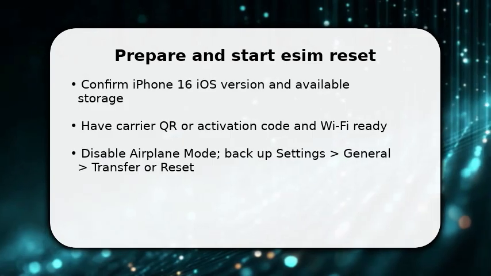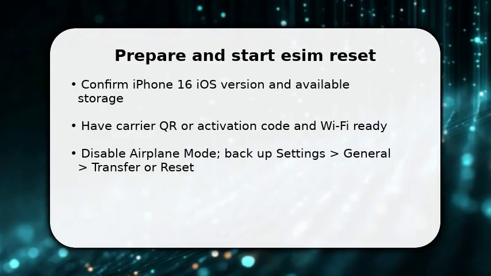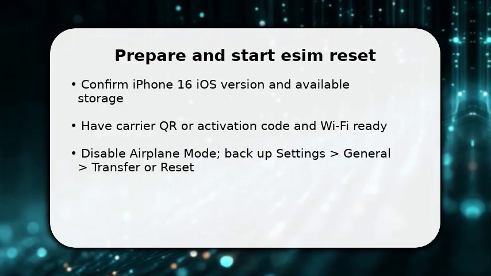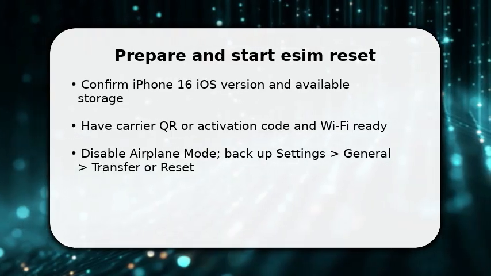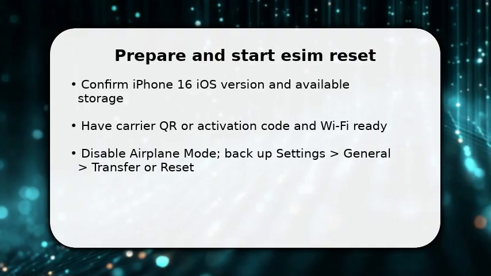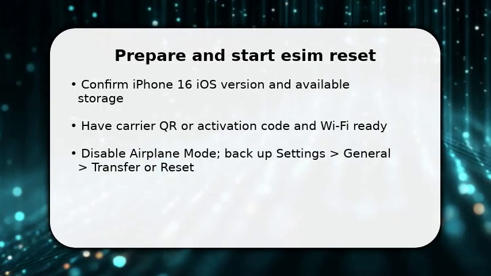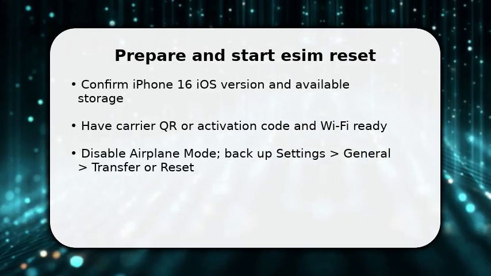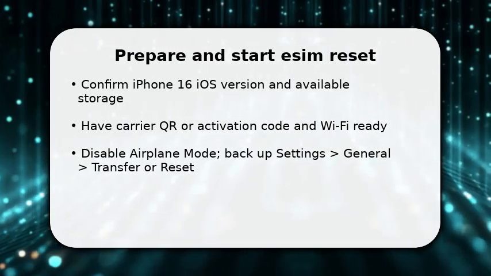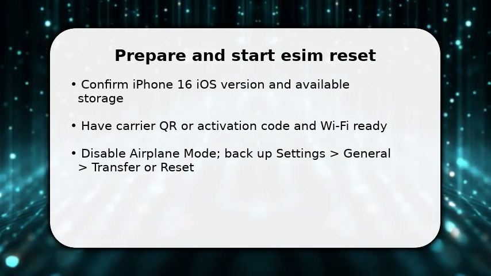Enjoy the video. You begin by confirming your iPhone 16 is on the latest iOS and has a backup. This preserves profiles. Once done, connect to reliable Wi-Fi so activation can finish without interruptions. Next, open Settings and go to Cellular to view current eSIM entries. Make a note of the carrier name and plan label. Then disable airplane mode and ensure Bluetooth is off to avoid profile conflicts. These first steps prepare the phone and account, so the eSIM reconnection proceeds cleanly.